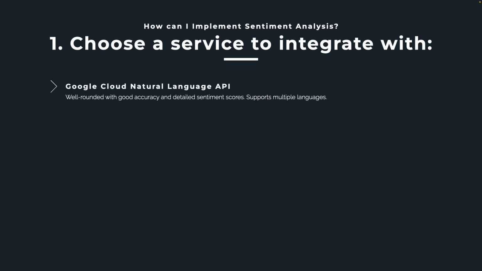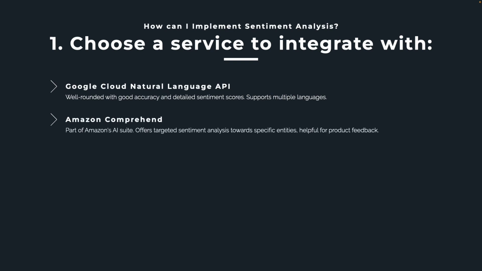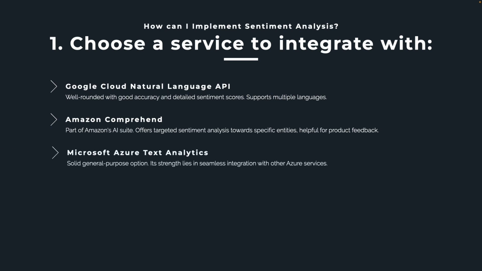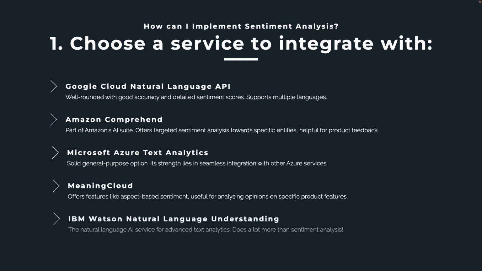We've got the Google Cloud Natural Language API, which we'll be using in a demonstration in a moment. It's well-rounded, good accuracy, detailed sentiment scores, and it also supports multiple languages. You've got another popular one, the Amazon Comprehend solution, part of AWS. You've also got a similar offering from Azure. Then there's other non-cloud provider solutions such as MeaningCloud and also IBM solutions as well. There's lots out there. Just go and do a Google search. You'll find plenty of ones that are available.